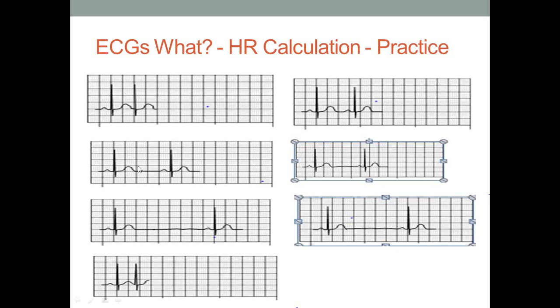All right, so that first QRS complex falls on a dark line. So the next one would be 300, 150, 100, 75, 60. So the heart rate of this patient's ECG is 60 beats per minute. Try the third one on your own.